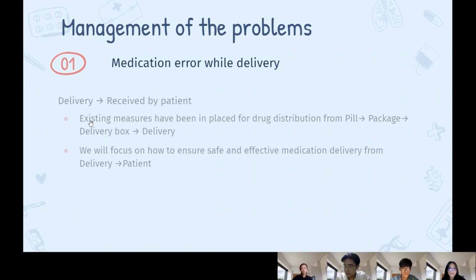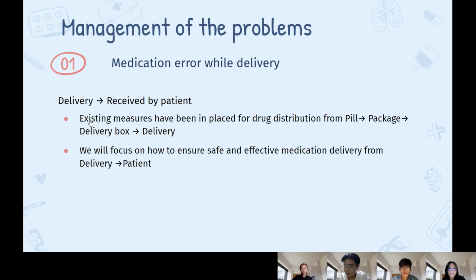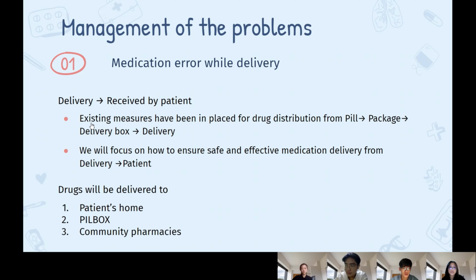As the drugs are being packed in the hospital and delivered, there are already existing measures in place for drug distribution from the pharmacy to the delivery company in the hospital settings. For example, the use of inpatient automated system IPAS and outpatient automated system OPAS. These systems are used in the hospital to pick and pack the drugs using a barcode system. Thus, in this section, we'll be more focused on how to ensure safe and effective medication delivery from the point of parcel collection at the hospital to the receipt by patients. To reiterate, the drug under HDO will be sent to the patient's home, pillbox, and community pharmacies.